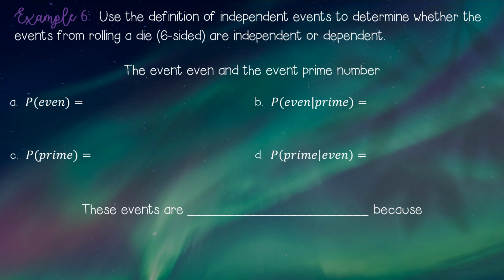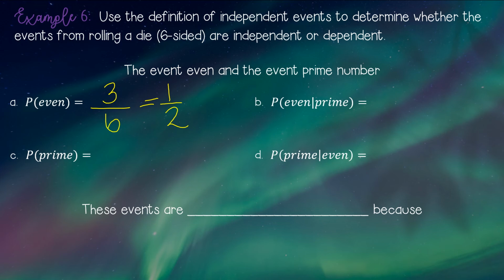All right, let's try another one of these. So now the two events we're looking at are even and prime. Let's start by finding the probability that it's even. So even is kind of like odd. There are 3 possibilities, 2, 4, 6, which is 1/2.